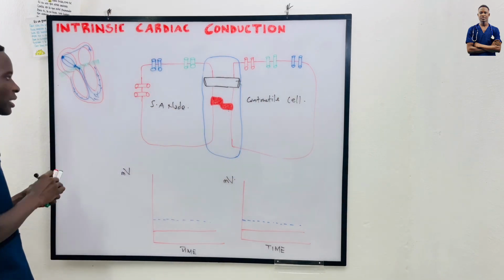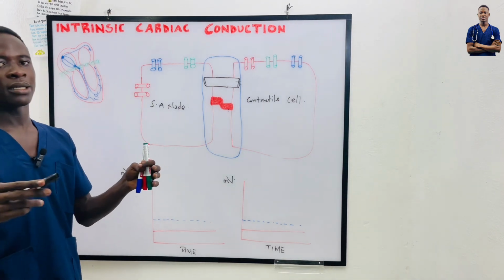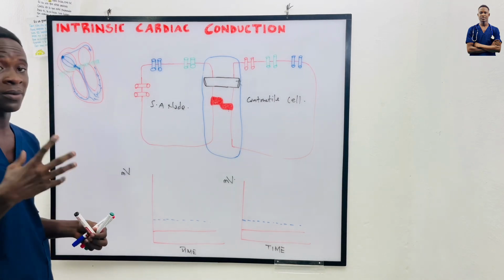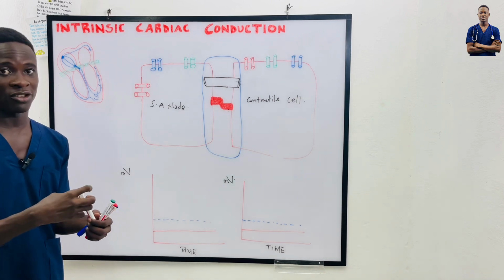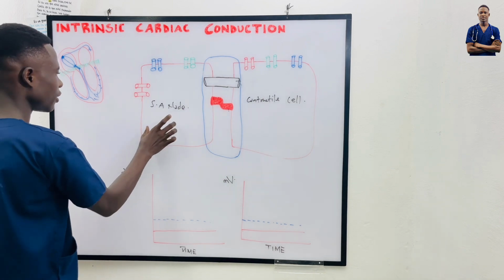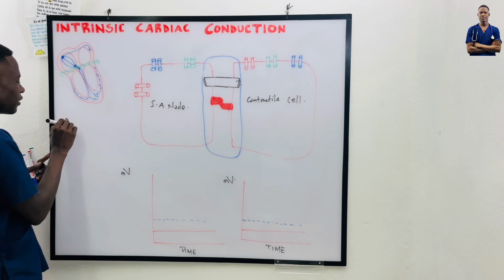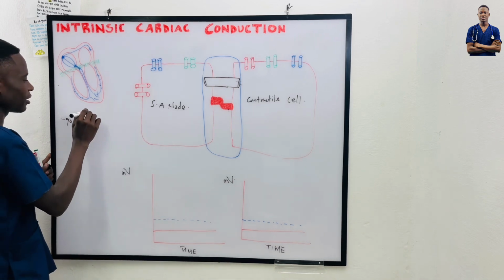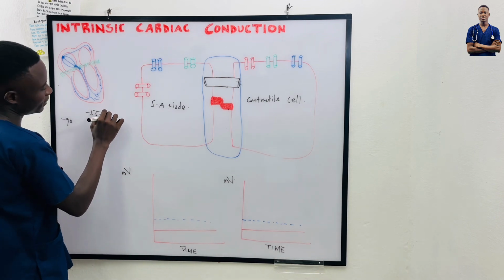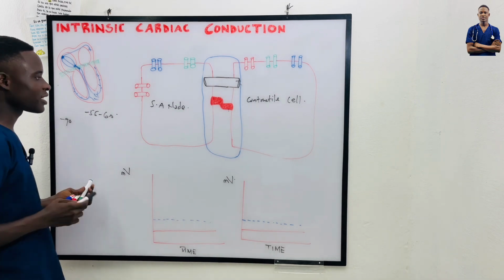Now, one thing about the SA node is that it does not have a standard resting membrane potential. Its resting membrane potential is not constant. You understand? Instead of having a resting membrane potential of negative 90 like most cells, it has it from negative 55 to negative 60.